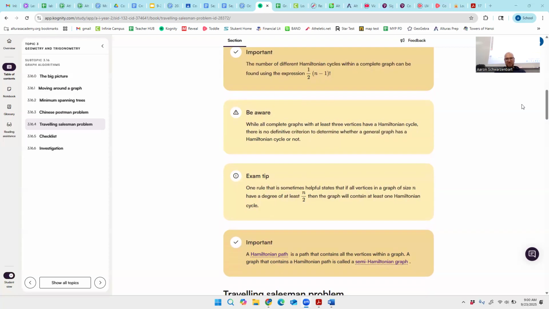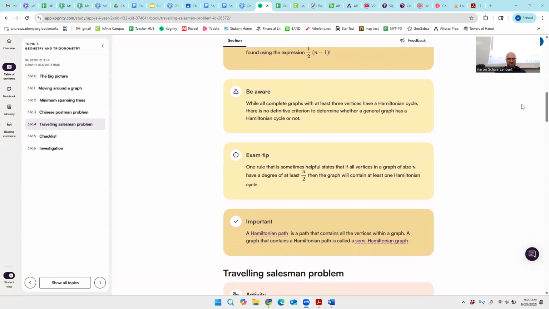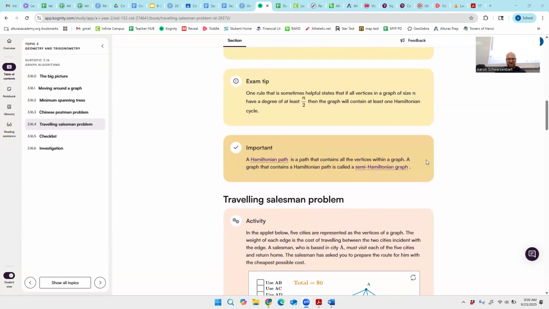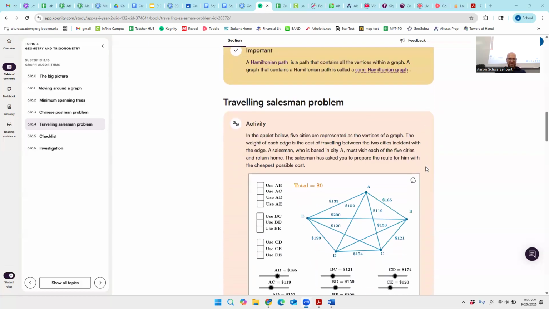Probably. I'm gonna skip ahead because we're gonna run out of class time. So you guys are gonna have to go back and add these. Okay. I don't have time to wait for you to get them all in your notes. A Hamiltonian path is a path that contains all the vertices within a graph. A graph that contains a Hamiltonian path is called a semi-Hamiltonian graph.